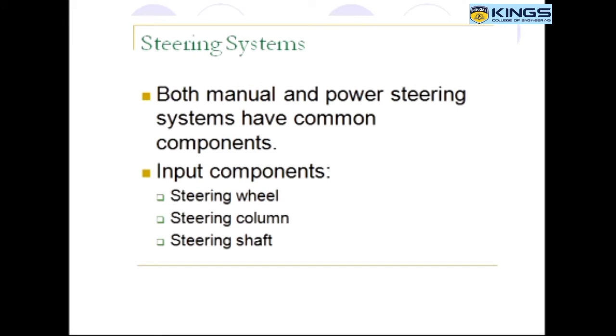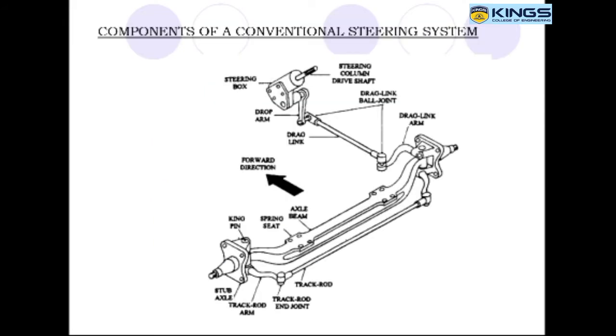There are two types of steering system, one is manual and the other is power steering system, but the components are the same. Input components are the steering wheel, steering column and steering shaft. There are various components used in the steering geometry: the steering column, steering gearbox, drop arm, linkage rod, track rod arm, ball joint, tie rod, steering stops and so on.